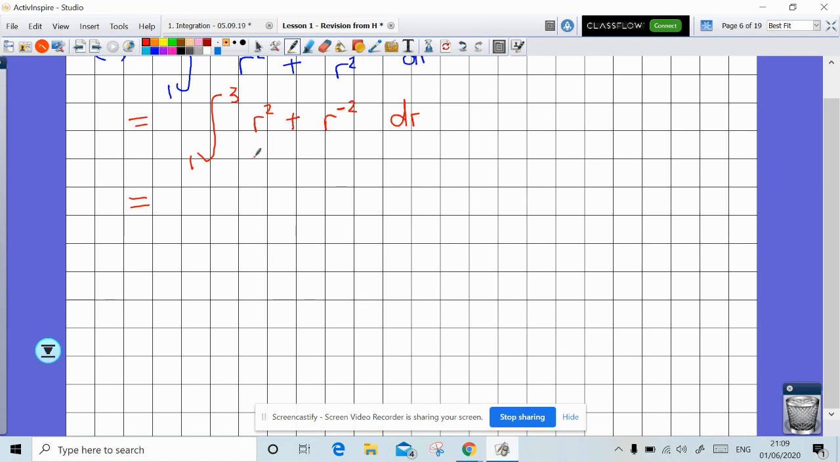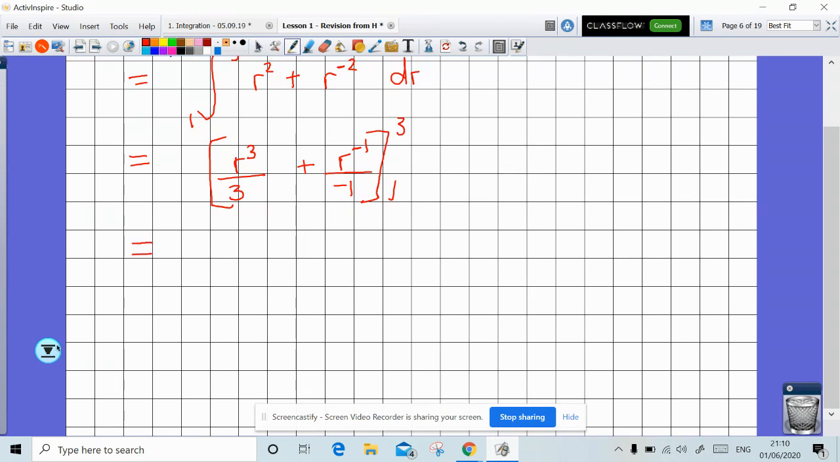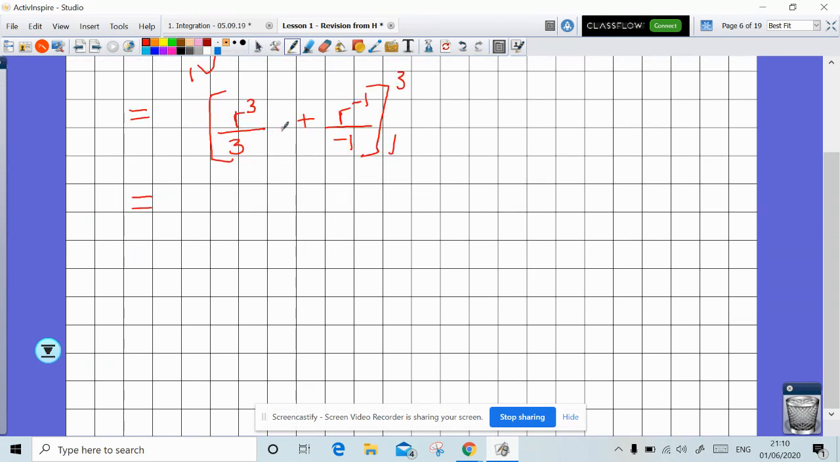So it's just straightforward integration: increase the power, divide by the new power. This one here, increase the power, so that goes to negative 1, divided by negative 1, square brackets, between the limits of 3 and 1. Now before you go ahead and sub in the limits, I would always simplify this. You could actually skip this step and go straight to the simplifying part. That's just going to be r cubed over 3 take away 1 over r. So obviously it turns a negative sign, and all I've done is bring the r to the negative 1 down to the bottom.